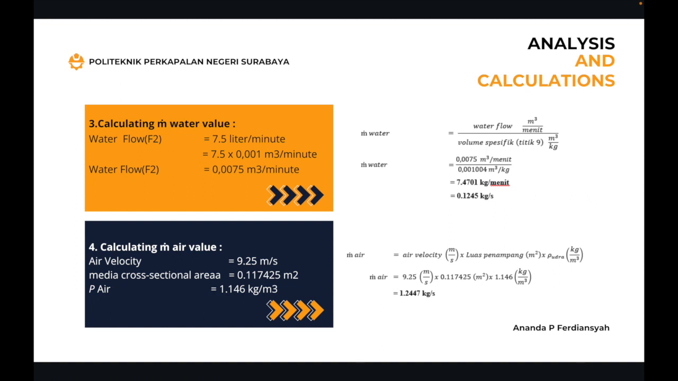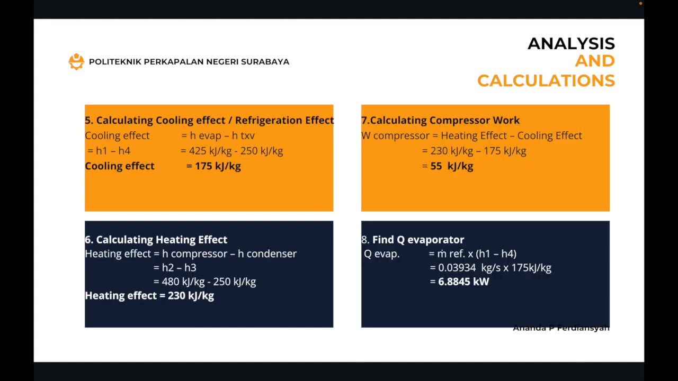And move to number 4, calculating m-dot r value. We know that m-dot r equals air velocity times medial cross-sectional area times rho r, and we got the result 1.2447 kg per second. And number 5 is calculating cooling effect or refrigerant effect. We know that cooling effect is equal to H1 minus H4, and the result is 175 kJ per kilogram.